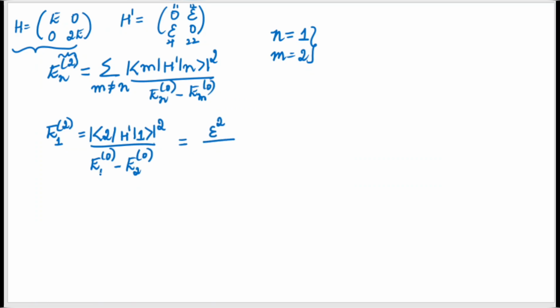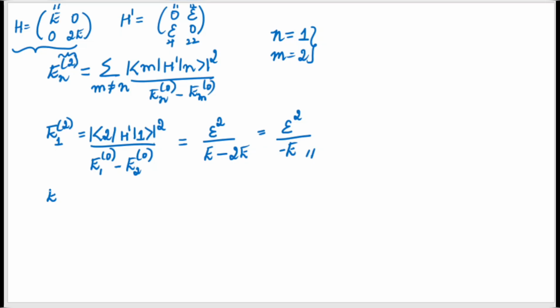E10 means 1 1 here, n value is also 1, m value will be equal to 2, so 1 1, 1 1 value is e minus e2, e2 in the sense 2 2, so 2 2 value is 2e. By logic we can do this problem very easily. It is epsilon square divided by minus e will be the solution for e12, that is state 1, that is n which is equal to 1.